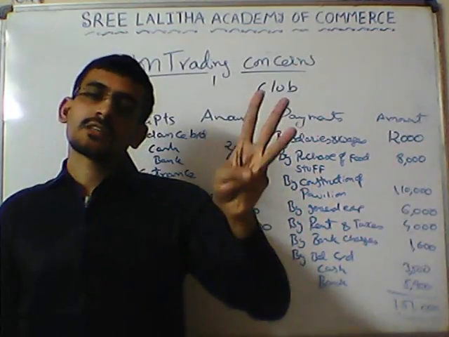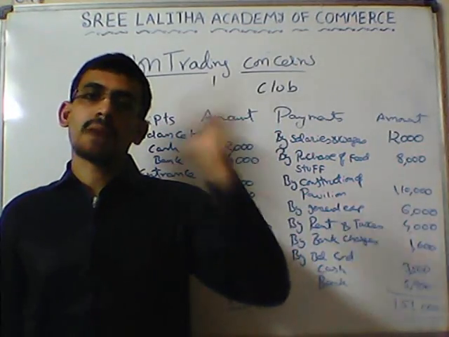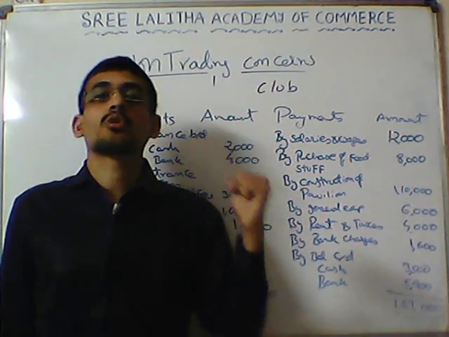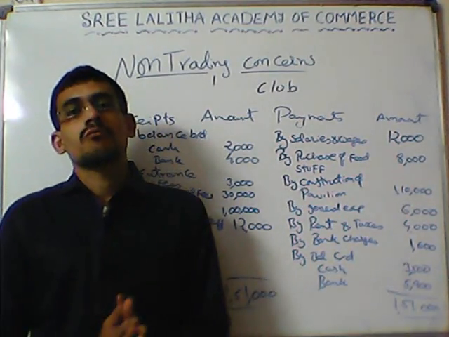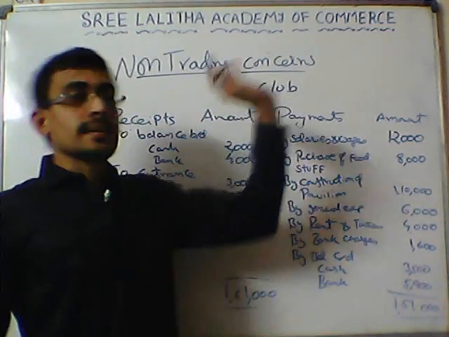As we know, there are three financial statements. One is receipts and payments account. Number two, income and expenditure. Number three, balance sheet. So first thing we know, we have a clear idea of how to prepare receipts and payments account. Now we will proceed further to know how to calculate income and expenditure.